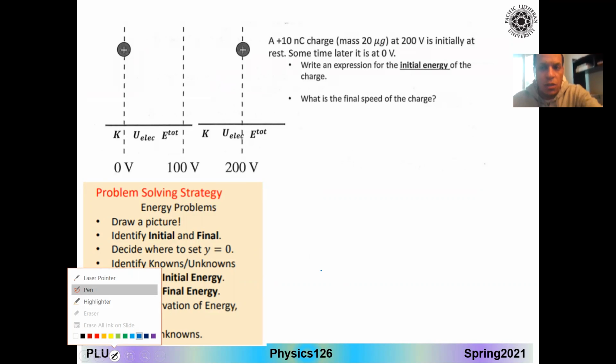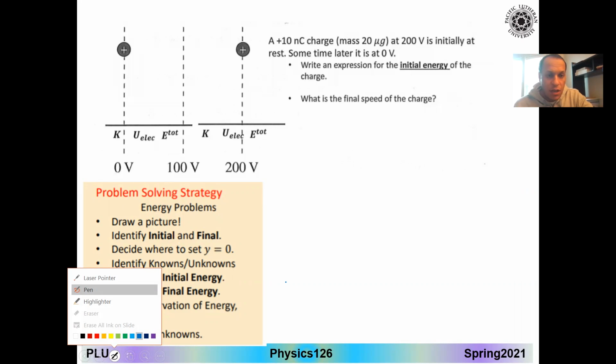And the starting point with this example here, we are given a 10 nanocoulomb charge with a small mass, 20 microgram, located at 200 volt as the initial place. And then sometime later, it is located at 0 volt electrical potential. They ask you to write down the expression for the initial energy of the charge, and then to find the final speed of the charge. Okay, let's start to solve this problem.